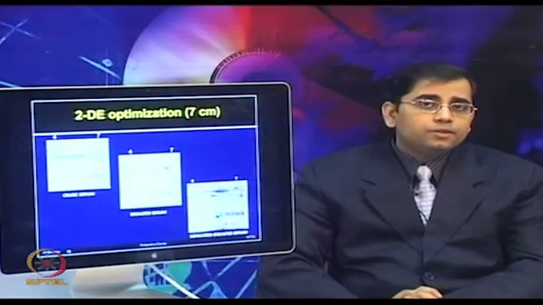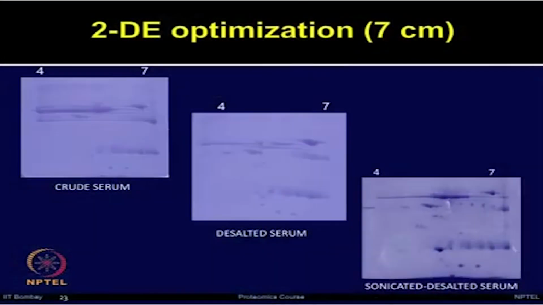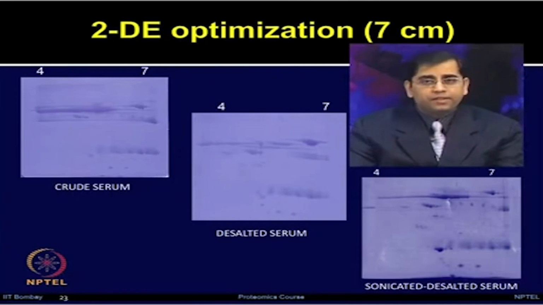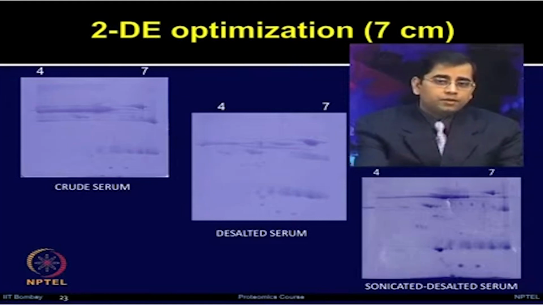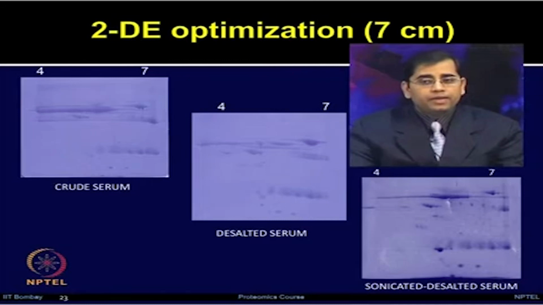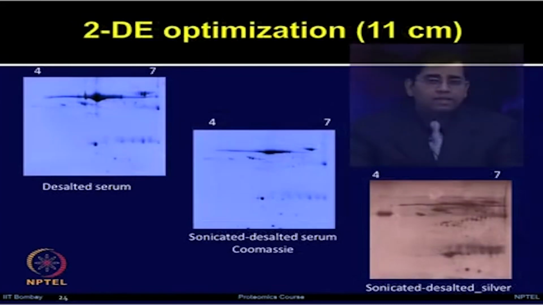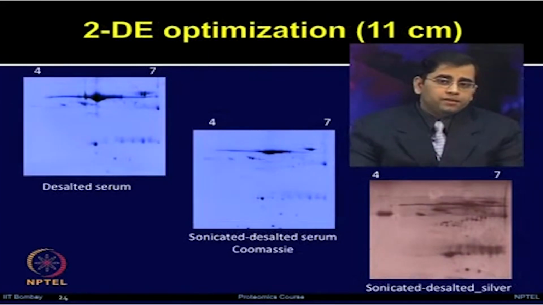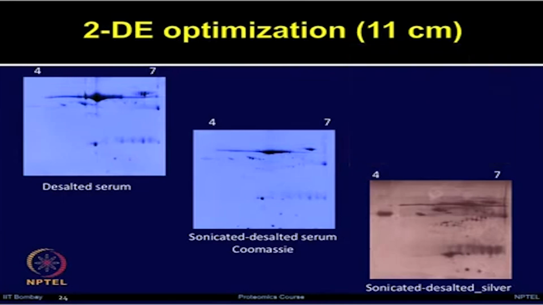We also tried to see how many proteins we can separate on the small gels, and as expected the small gel of 7 centimeter cannot provide us a very large number of proteins, but even these gels can be used for the standardization process, and as you can see, starting from the crude serum to the desalted and then finally sonicated and desalted gives us better coverage of the proteome. We tried the same with the even larger 11 centimeter strip, and it was again quite convincing. Then we moved on to the very large 24 centimeter strips for the clinical studies.